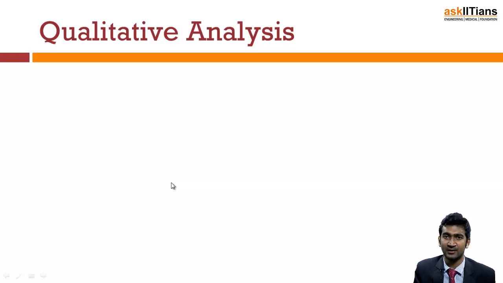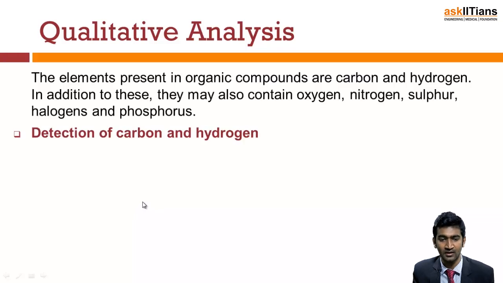What we will learn here is how, for organic compounds which have different elements, we calculate their atomic weight or whatever is asked in the question. The elements present in organic compounds are carbon and hydrogen. But in addition to these, we have oxygen, nitrogen, sulfur, all the halogens, phosphorus, etc. We will identify them all with some tests.